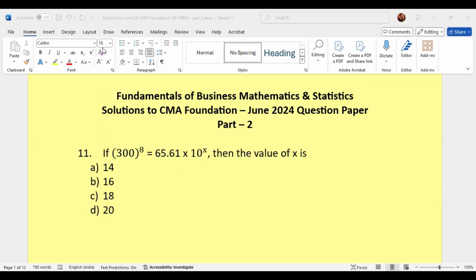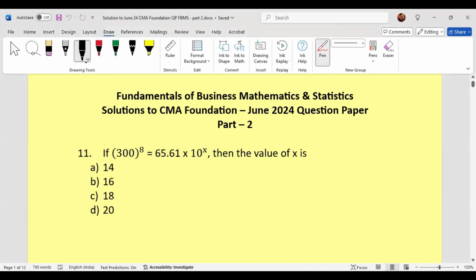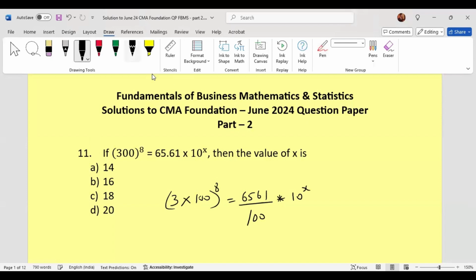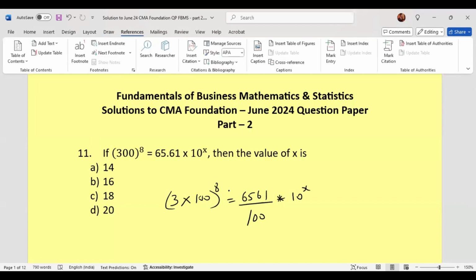So first of all, we will write this 300 as 3 multiplied by 100 to the power of 8. Here we will write this 65.61 as 6561 divided by 100 multiplied by 10 to the power of x. That is the first step. Then we will split this as 3 to the power of 8 multiplied by 100, which can be written as 10 square, to the power of 8.